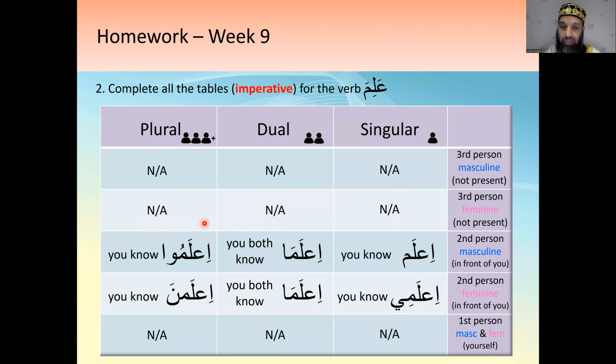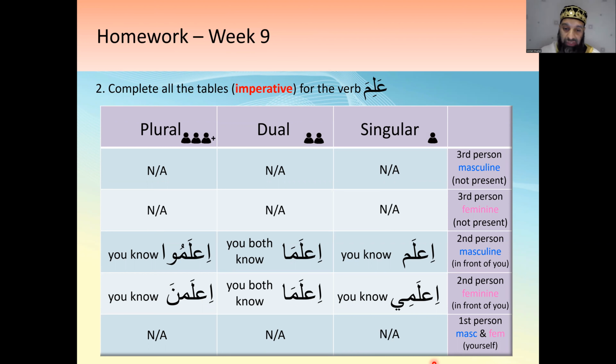Why is there no command form for third person, anybody? Why is there no command form for third person or first person? Why does it not exist? Good, fantastic. Yeah, it's ghaib. It's not in front of you. You can't command. Right, okay. So you can't command yourself, and you can't command somebody who can't hear you. You can only command someone in front of you.